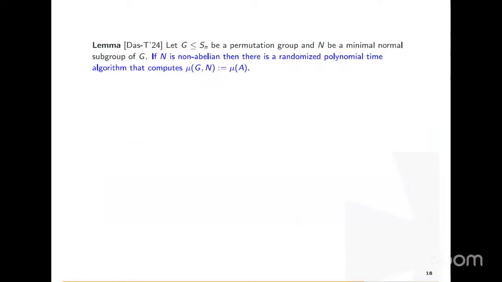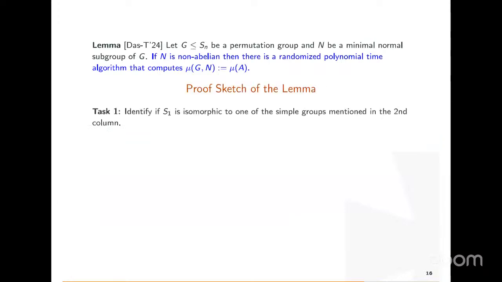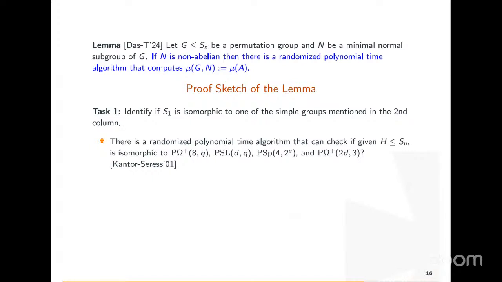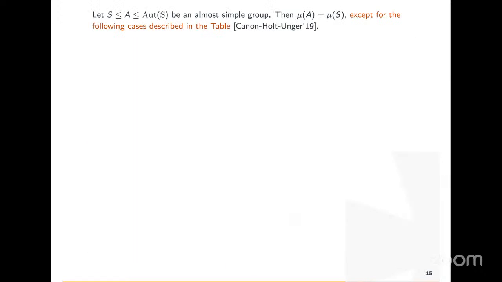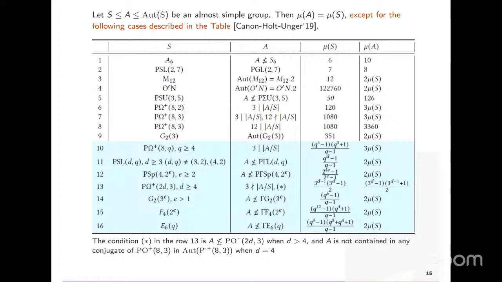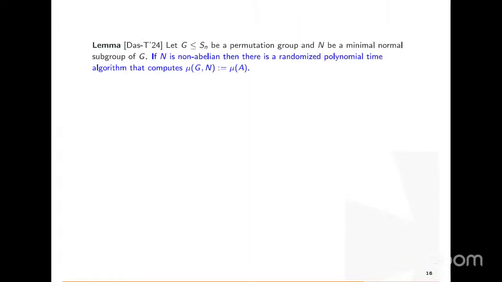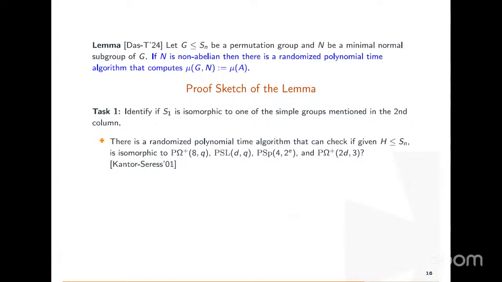So our goal is to find mu of A. There is a randomized polynomial time algorithm already known, from Cantor and Serres, that can recognize simple groups which are classical simple groups. If you see the table, the first 4 simple groups are classical simple groups, so we can recognize those using their algorithm, and that is randomized. So we use that as a black box. So our algorithm is also randomized. Other than that, it is deterministic.